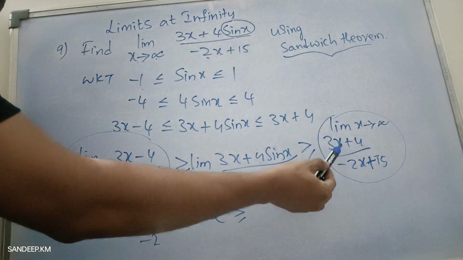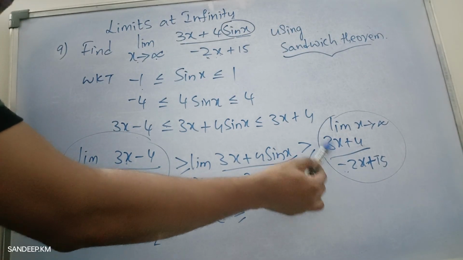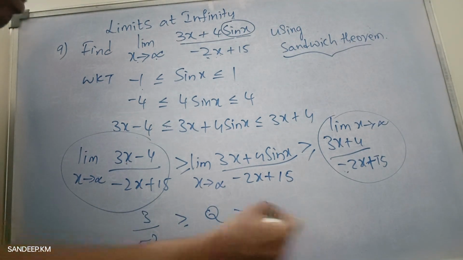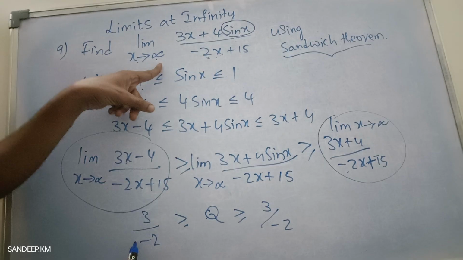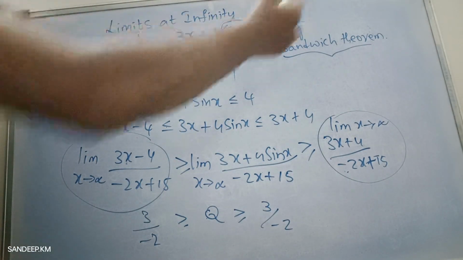Here also, polynomial. Degree 1. Degrees are same. So what is the answer? The x coefficient by the x coefficient, 3 by minus 2. Our question is sandwiched between two same numbers, 3 by minus 2. Therefore, what is our answer? Our answer is 3 by minus 2 or minus 3 by 2.